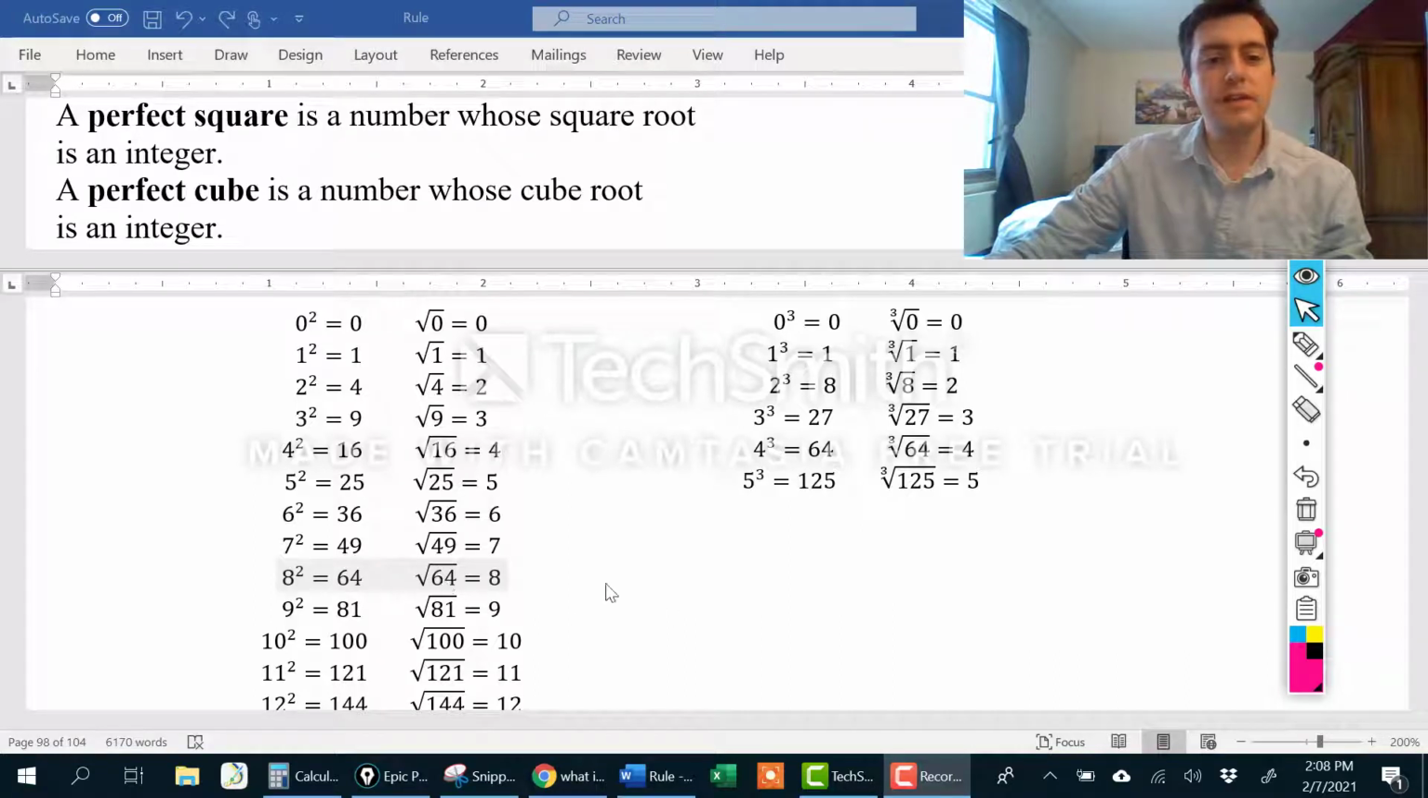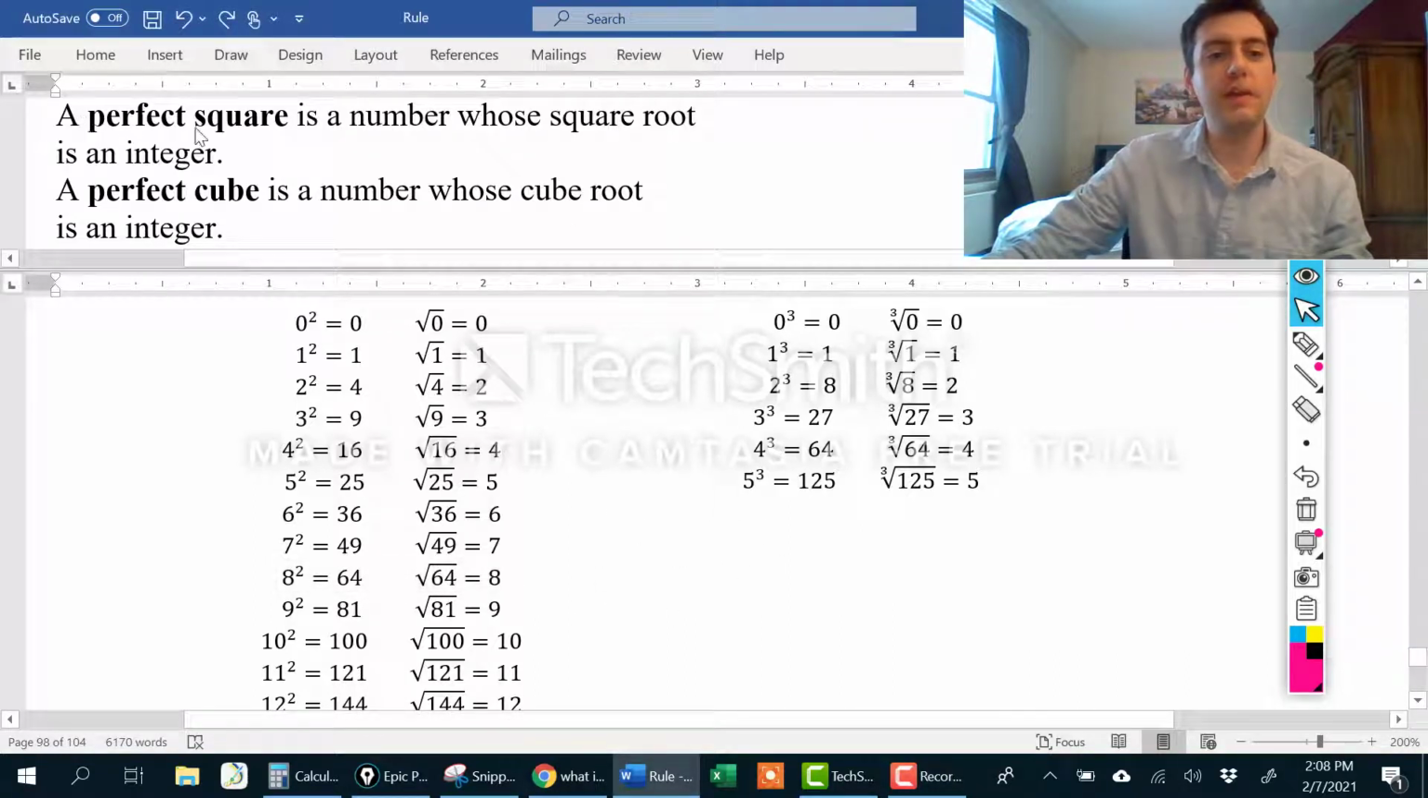Hey everybody, simple video right now. A perfect square is a number whose square root is an integer. A perfect cube is a number whose cube root is an integer.